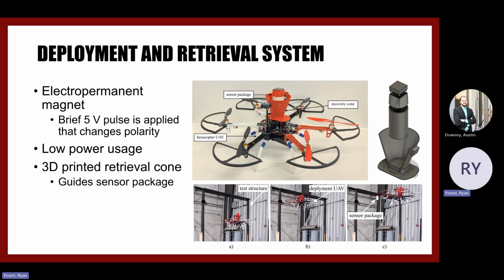So for the deployment and retrieval system, the sensor package, as the name implies, can be deployed from a drone. And this is accomplished using an electropermanent magnet, which receives a 5-volt pulse that changes the polarity of the magnet. And in this system, we actually use 2 of these magnets. We put one into a retrieval cone in the drone, and then we put one on the sensor package. So essentially, you have the magnet in the drone on here, but the magnet here off. And then you just flip them to attach it to the structure, and then do the reverse to get it back.